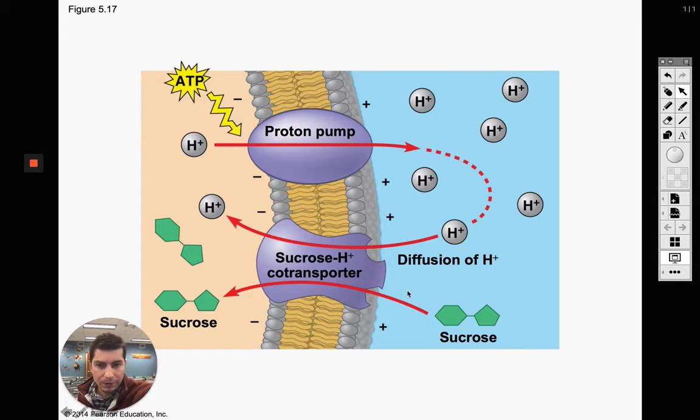Okay? But if you notice in this sucrose H plus cotransporter protein, there is no ATP needed. So this tells us that this is a type of facilitated diffusion. The sucrose is in high concentration outside of the cell, and it's moving to an area of low concentration inside of the cell. Okay, so this is both active transport and facilitated diffusion. The proton pump is active transport, and then the cotransporter protein is going to be our facilitated diffusion.